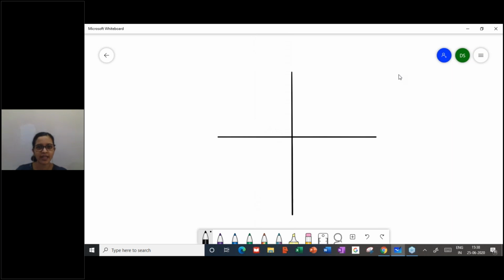Okay, so the next part I am going to explain is, oops, sorry. This is X, right? And this is the origin. So now there is another concept which is known as the mirror image of a point.